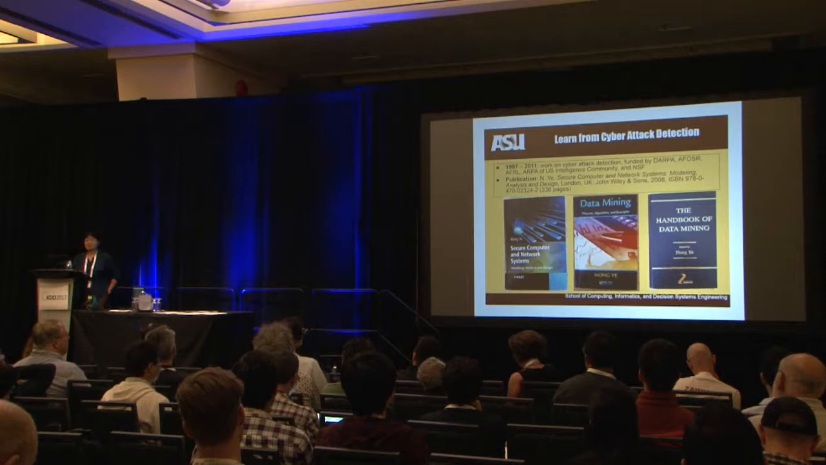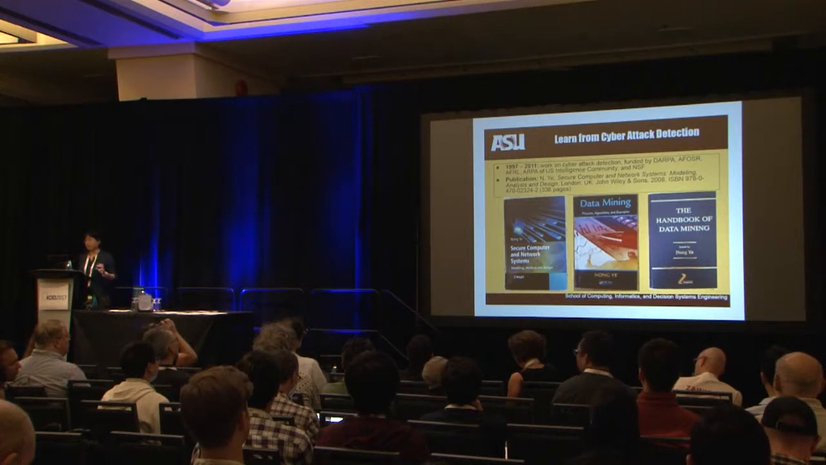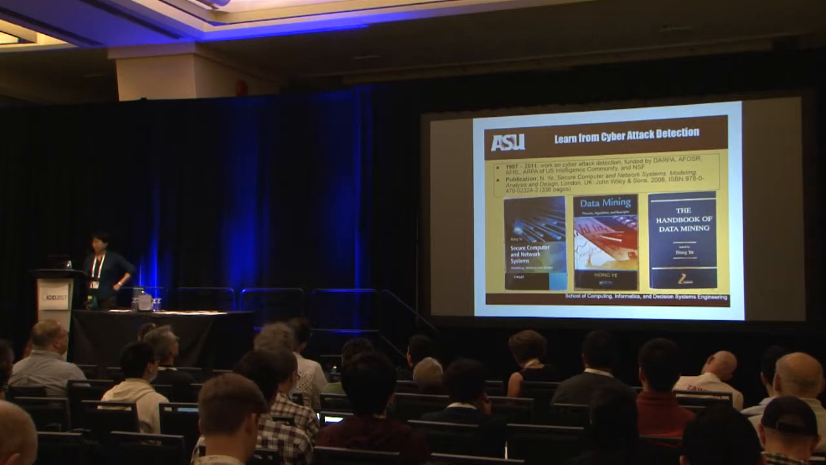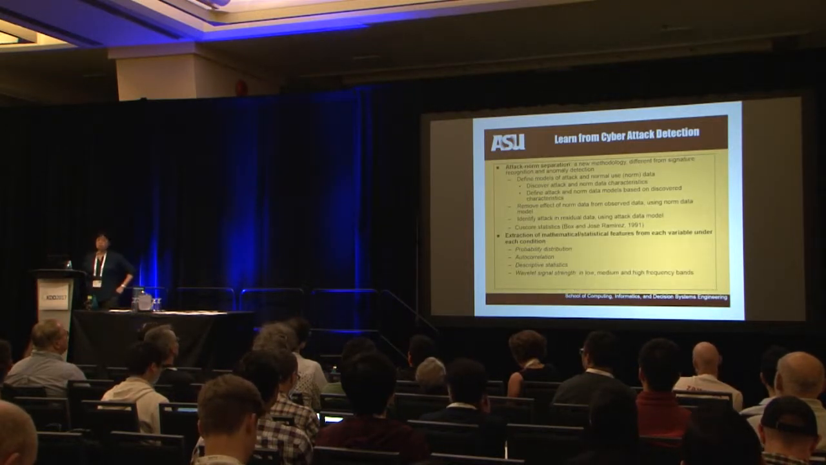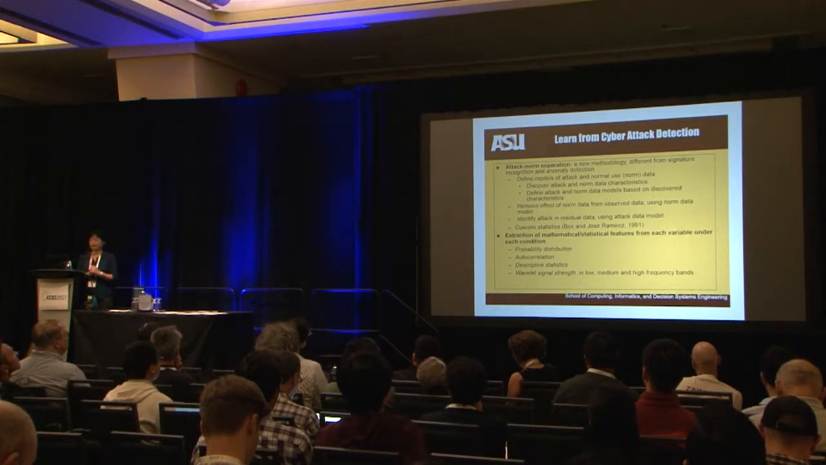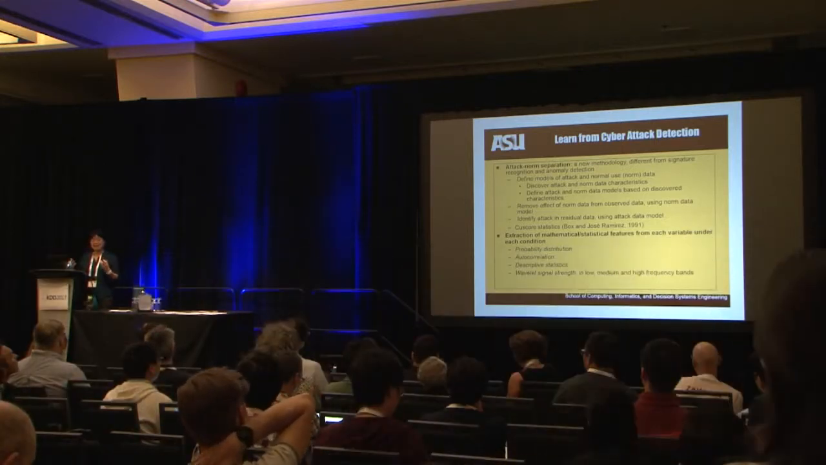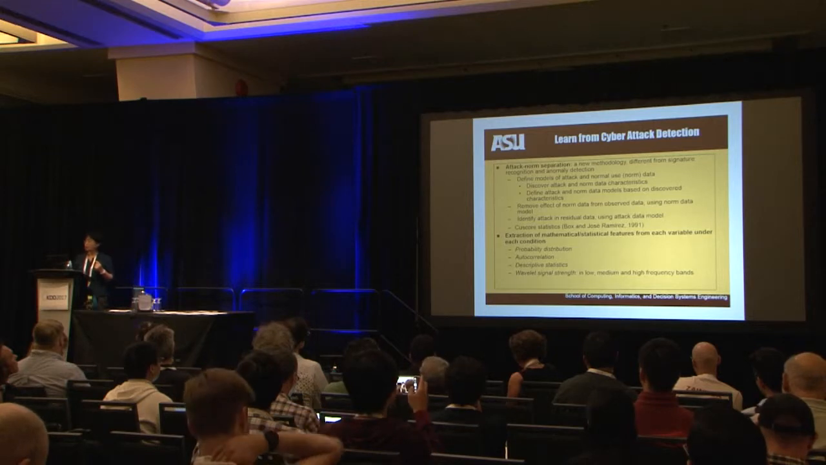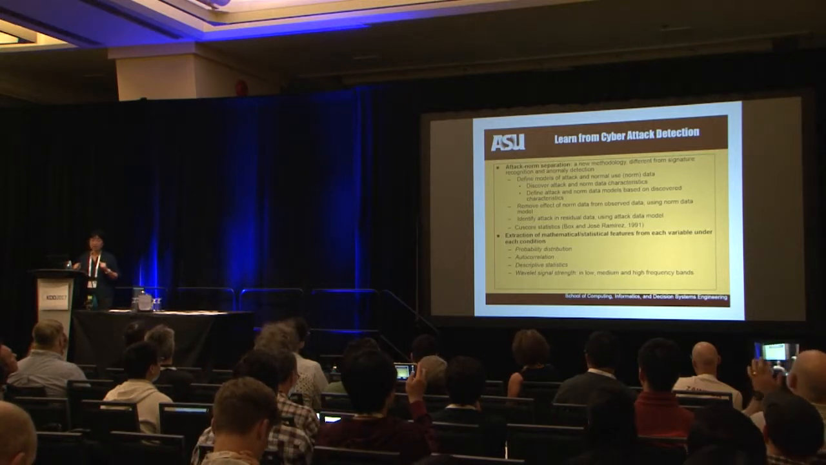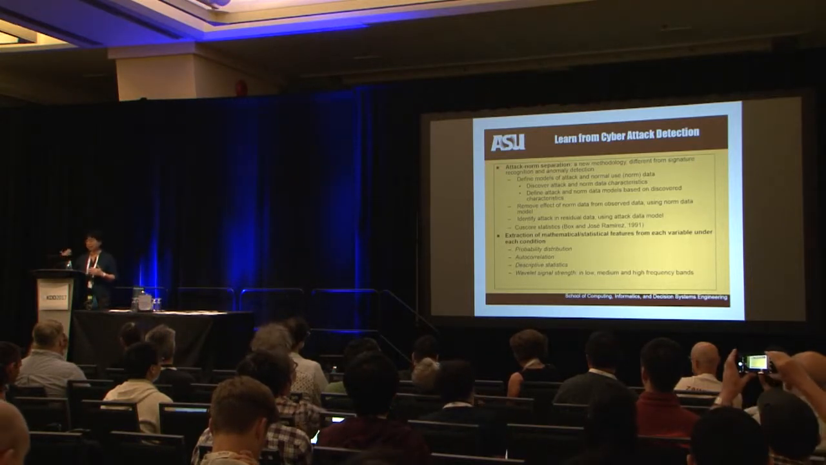I also have some other books in the data mining area, but that first book covers a lot of what I'm going to emphasize today about what we have done for cyber attack detection. There are two main distinct features in our work for cyber attack detection. Before we did our work, there were two main techniques or methodologies. One is called signature recognition, which exists in a lot of commercial software for cybersecurity, like antivirus software.